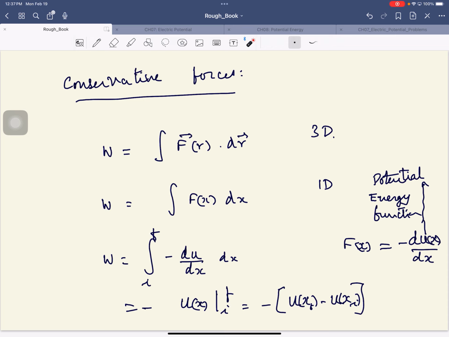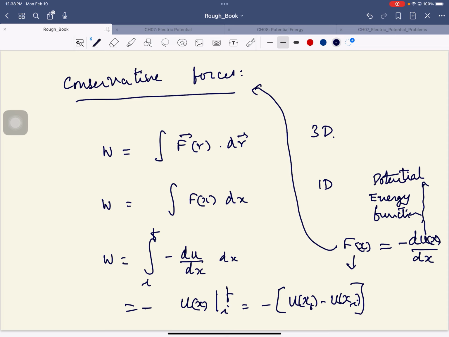So to calculate the work done by such a force, all you have to do is evaluate the function at the final point and the initial point. And the value is independent of how you got from the initial to the final point. It's independent of the path. And such forces are called conservative forces.